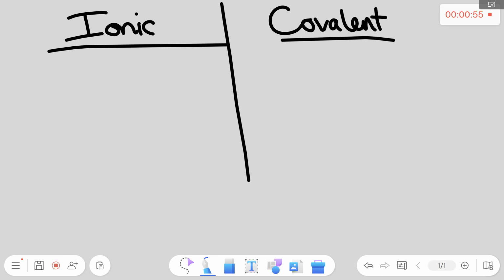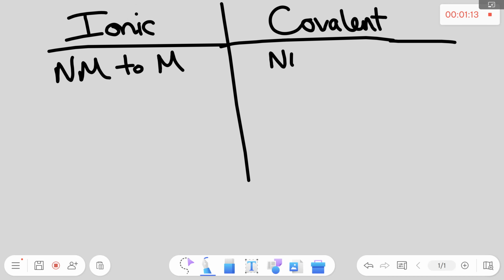Non-metal to metal is a what? Ionic. You asking me or you're telling me? Ionic. So non-metal to metal is an ionic bond. What makes a covalent bond? Non-metal, non-metal, says Valerie really quietly all the way up in the front. Non-metal to non-metal.